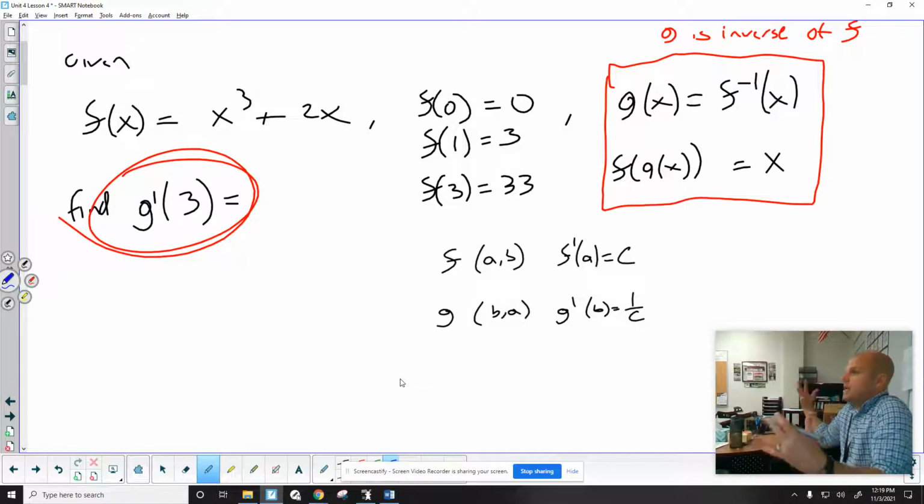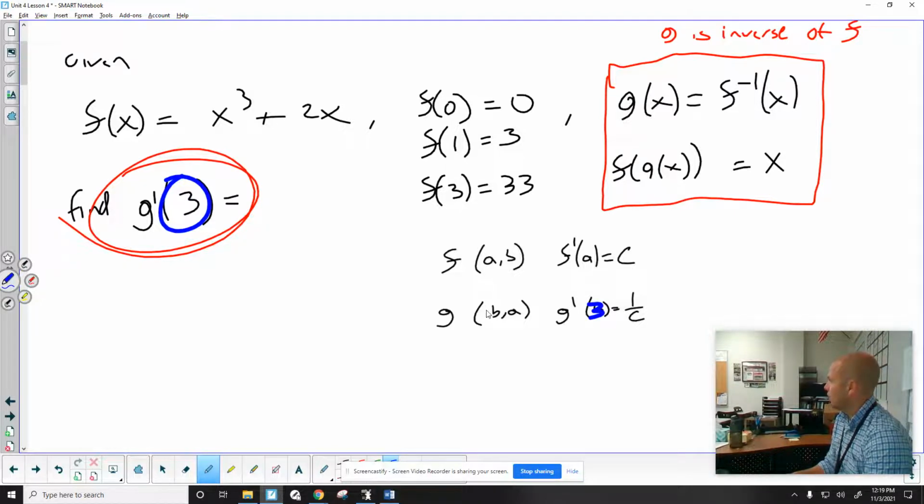Ready? It's easy. g prime of 3. So that's an x coordinate on this inverse function. If I know the slope of f when its y coordinate is 3, I'll know the slope of g when its x coordinate is 3. So I just filled out the 3 for the b's. Now let's fill out the a's.